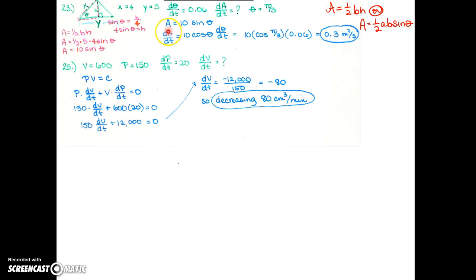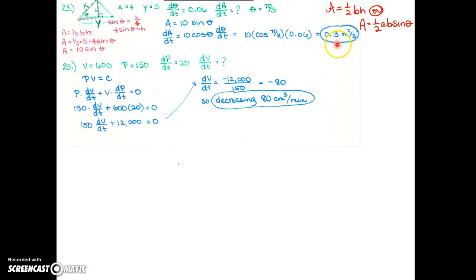The derivative of A would be dA dt, and the derivative of 10 sine theta would be 10 cosine theta times the derivative of theta in terms of t. Now let's plug in what we know. dA dt is what we're trying to find, and we know that theta is pi over 3, so let's plug that in, and we know d theta dt is 0.06, so let's plug that in. So then we can go through and say 10 times the cosine at pi over 3, which is 1/2, times 0.06, and we'll get 0.3.